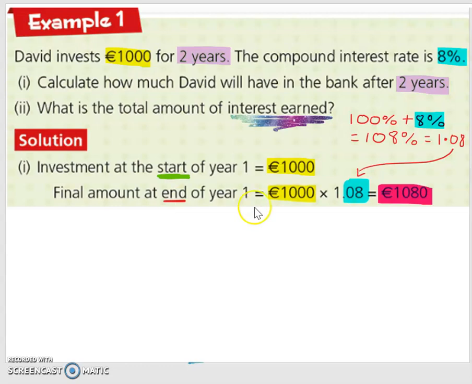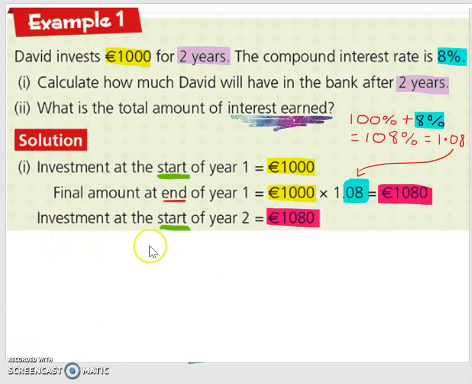So now we have to do the entire process again, except he no longer starts off with €1,000. He's starting year 2 with €1,080. So we're going to get 8% of €1,080. So his investment at the start of year 2 is €1,080. It's no longer €1,000 because the interest is being compounded. The interest he made in the first year gets added on to his principal amount. So now he has €1,080 in the bank, and now we're going to get 8% of that.